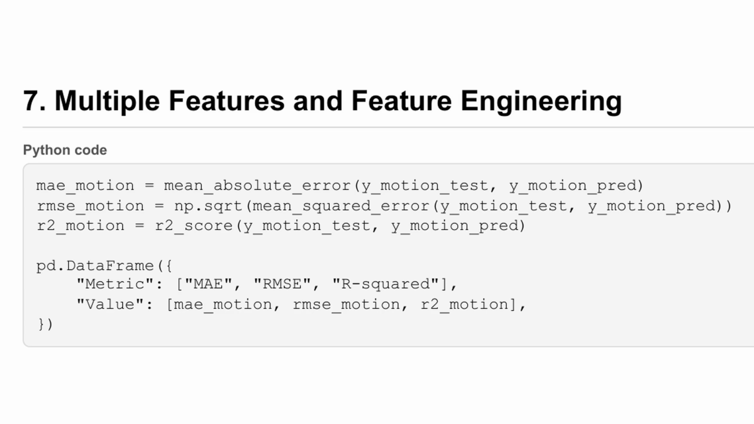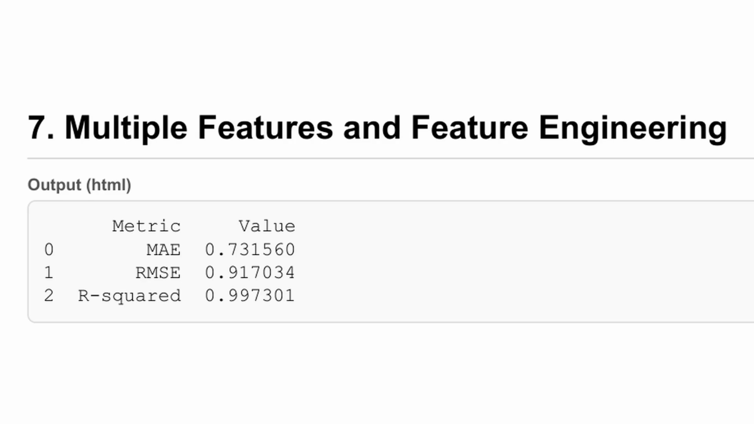We compute the same evaluation metrics for the motion model. We compare the model's predictions on the test set against the true measured positions, checking the MAE, RMSE, and R-squared values. The output shows an RMSE of about 0.9 meters, which is consistent with the standard deviation of the noise we added to the synthetic data. The high R-squared confirms the model explains almost all the variance.